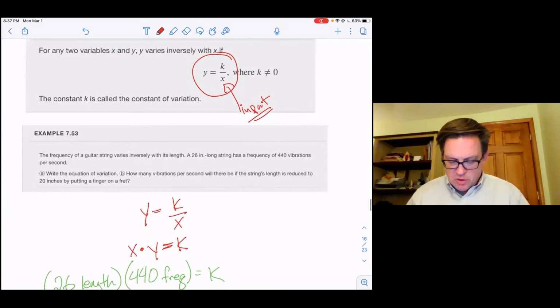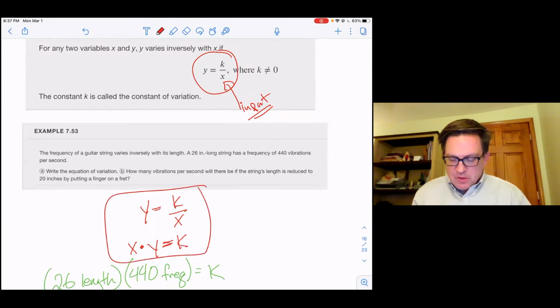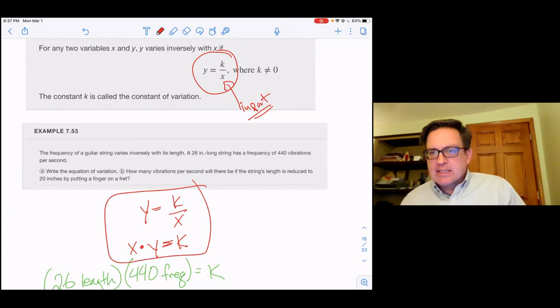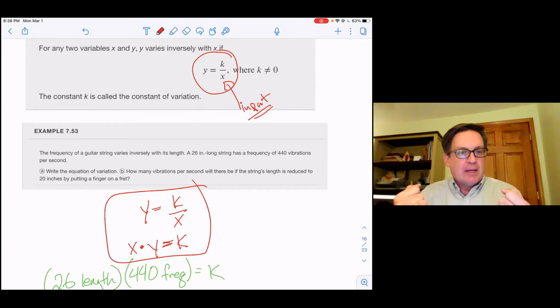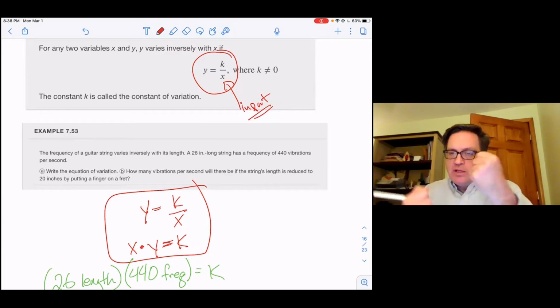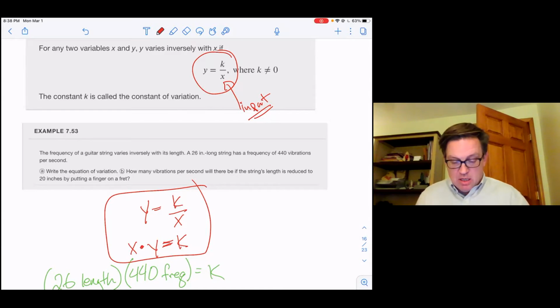One interesting thing that makes it easy to work with these, to make them not fractions anymore, not rational functions, at least in a lot of the examples, is to multiply both sides by x. And so what you get is these two variables, x and y, multiply to give you k, some constant. I don't know what the number is, but I know that when one increases and one decreases, their product is always k.